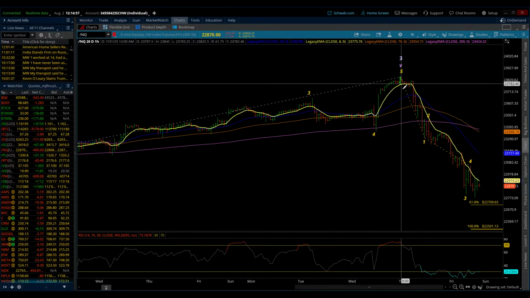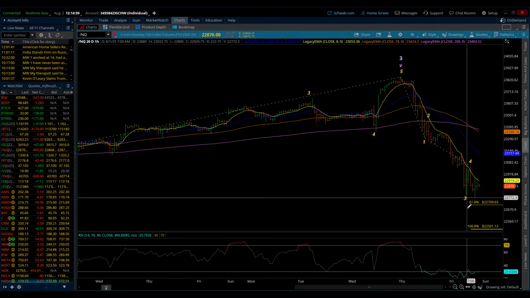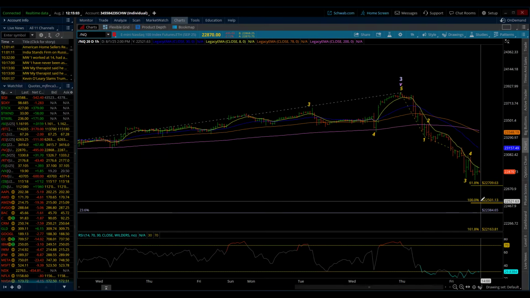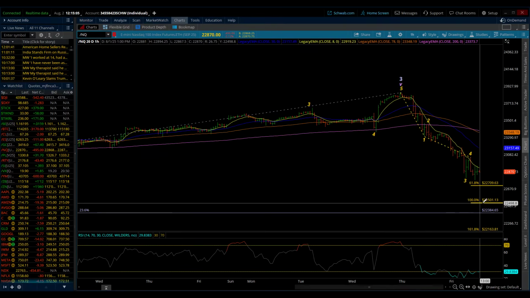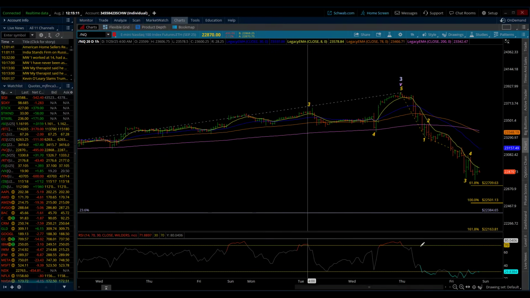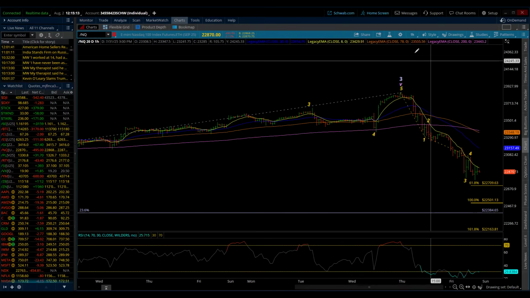So same measurement, wave 1 to get our measurements for wave 5. Most common, wave 5 is equal to wave 1. That comes in at 22,501 in the futures market. We have additional fib support at 22,384.